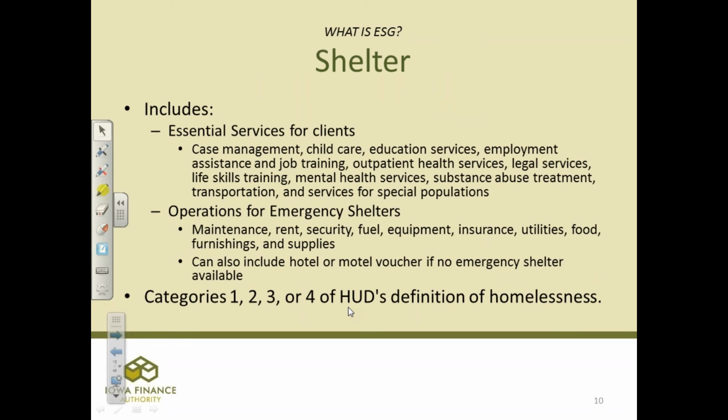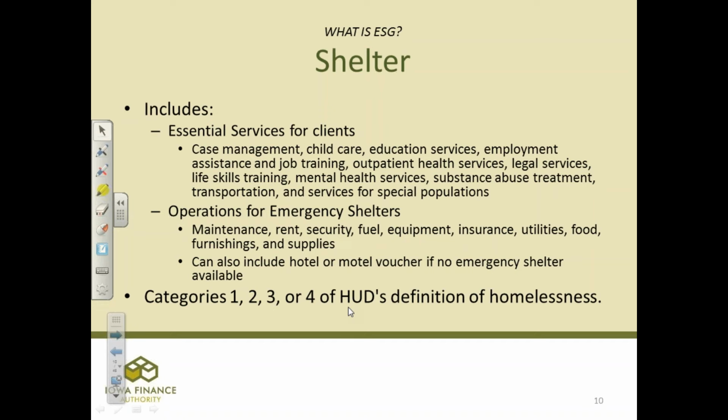And a couple examples there of things you can do with street outreach funds. Okay, next up we have shelter. And that is going to include essential services for clients that are staying at the shelter. So that would very frequently include case management, child care, education services, employment assistance and job training, outpatient health services, legal services, life skills training, mental health services, substance abuse treatment, transportation, and services for special populations. So as you can see, a wide variety of eligible activities there. And so often a question we get is, can the ESG grant help pay for funds for staff, like case managers and advocates? And yes, it certainly can.